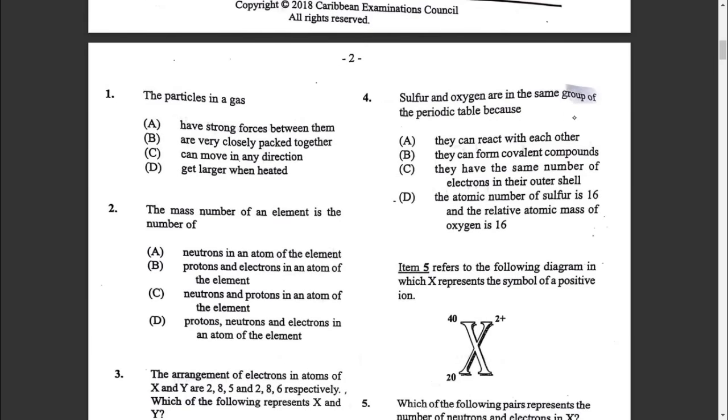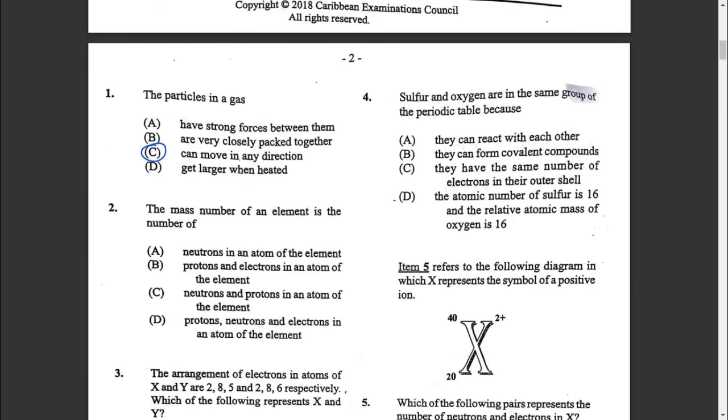The particles in a gas have strong forces between them, are very closely packed together, can move in any direction, or they get larger when heated. And the best answer is C. Remember, gas molecules, their motions are random, and so they bounce off each other and off the walls of the container, and they bounce all over the place randomly.